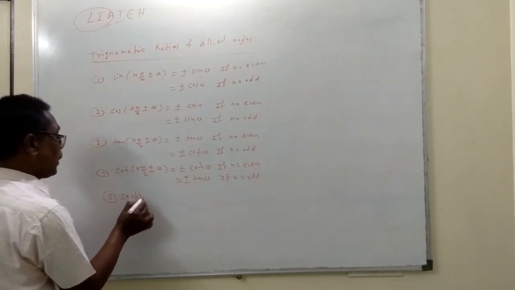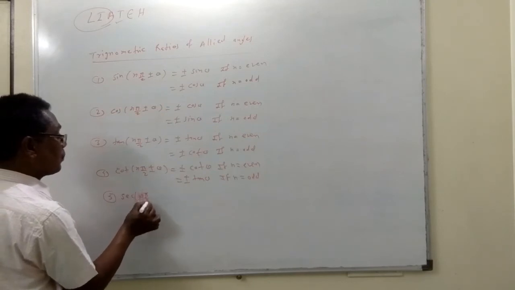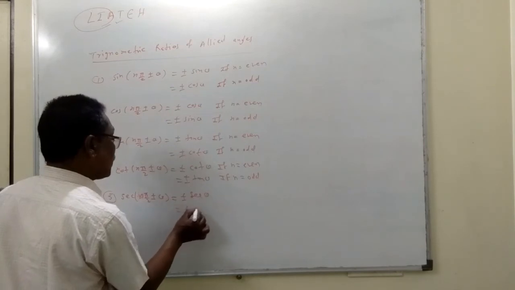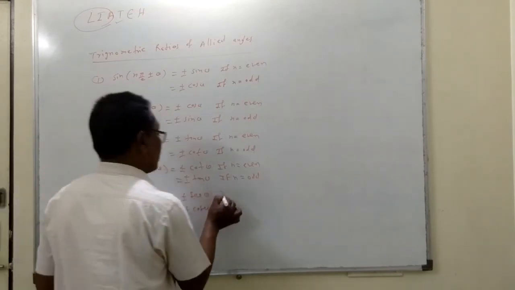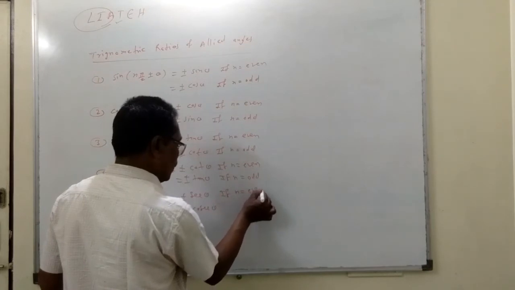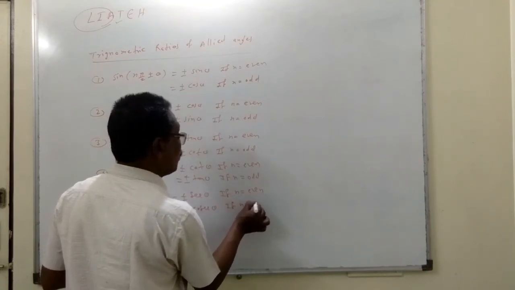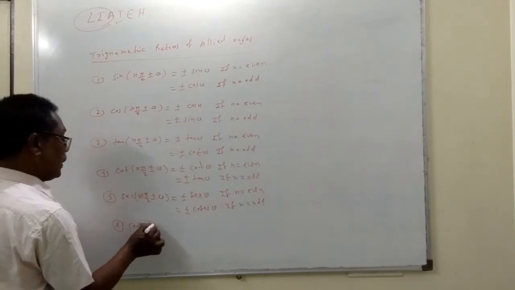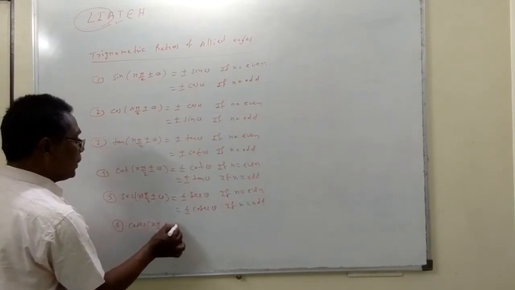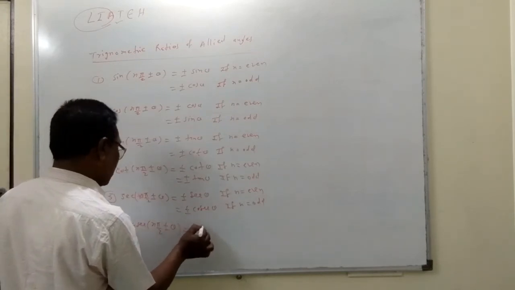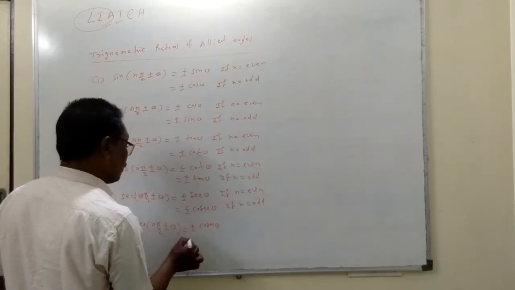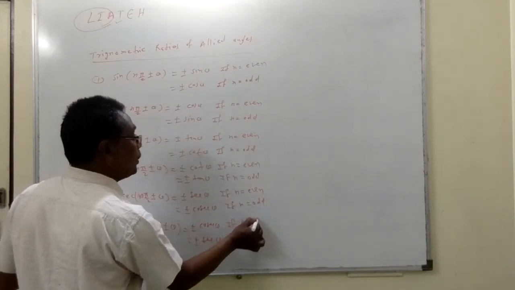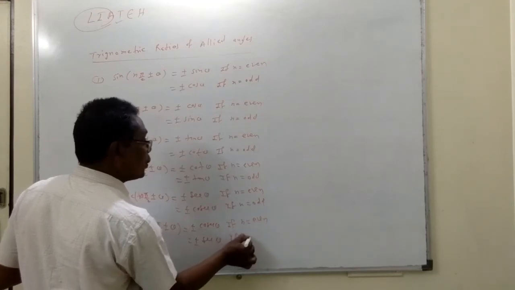Sec of n pi by 2 plus or minus theta is equal to plus or minus sec theta if n is even, or plus or minus cosec theta if n is odd. Cosec of n pi by 2 plus or minus theta is plus or minus cosec theta if n is even, or plus or minus sec theta if n is odd.